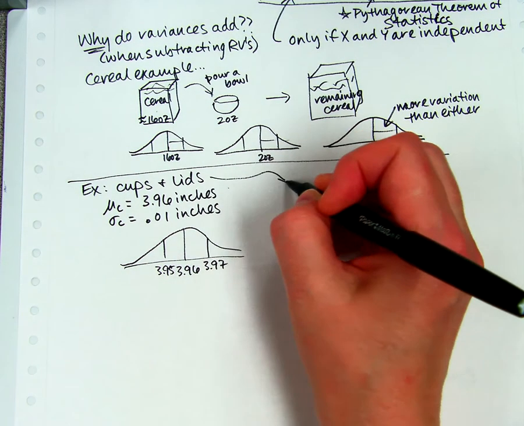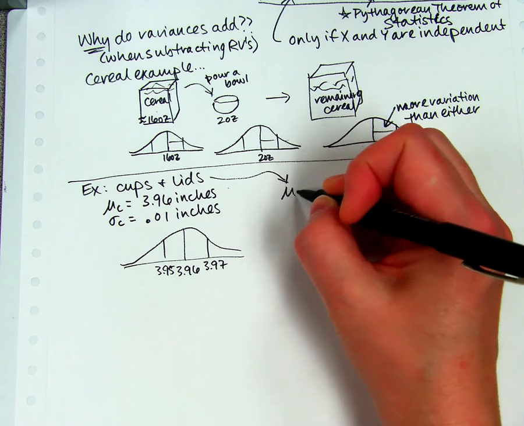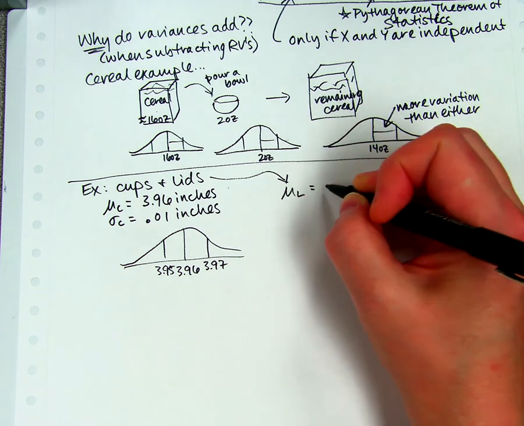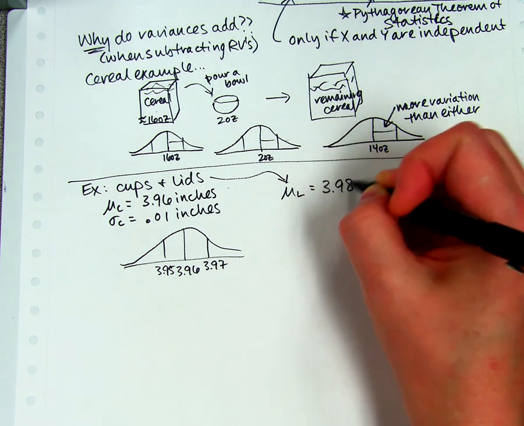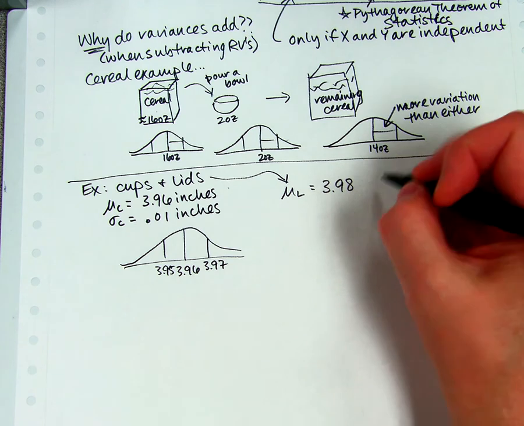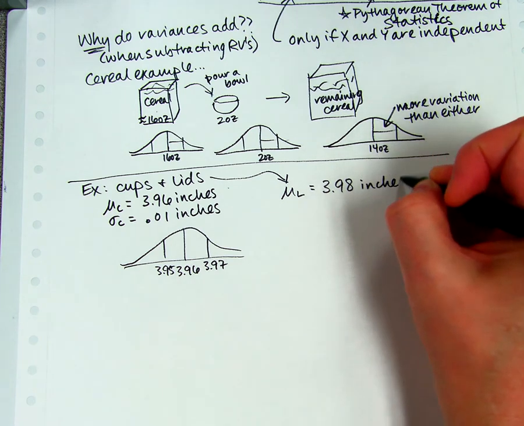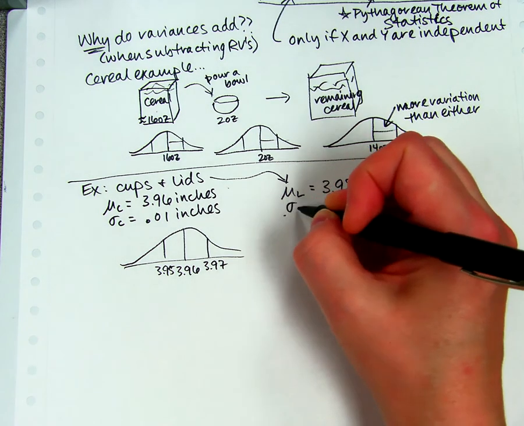Lids, totally different distribution. The mean of the lids is 3.98 because you want the lid to be a tiny bit bigger than the cup so that it fits, right? And there's a little bit of variation here also, not very much.